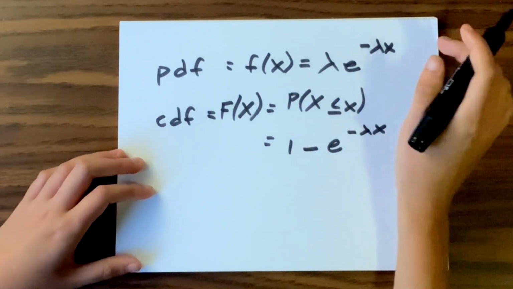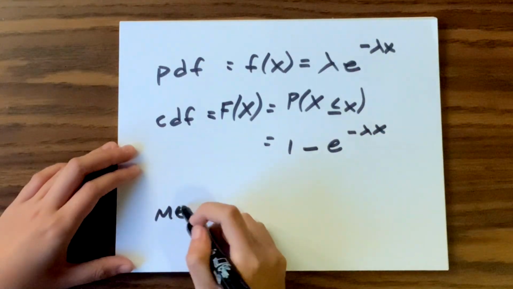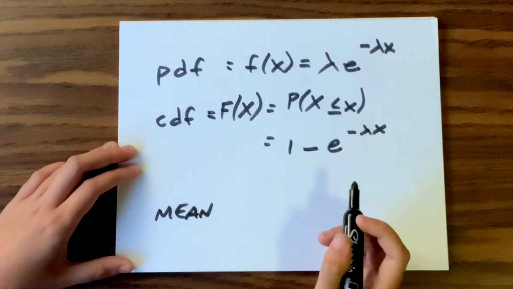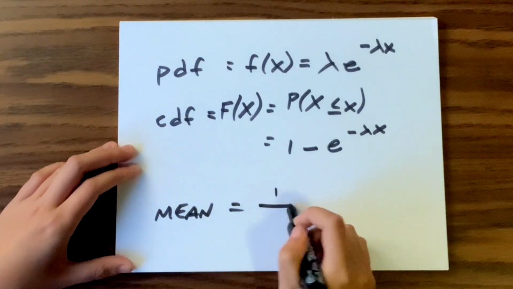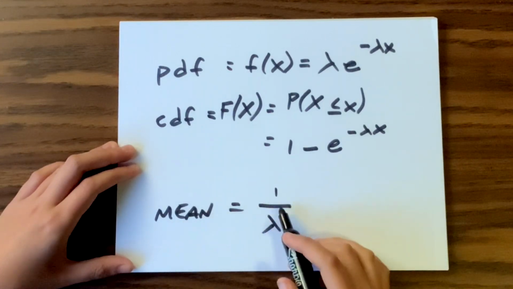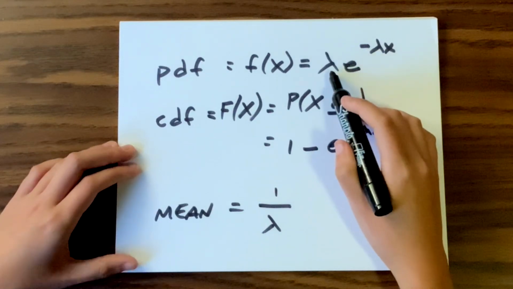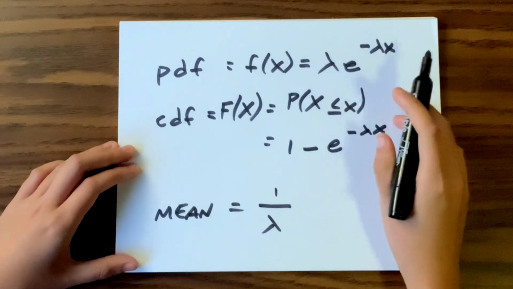Oh, and one last thing about lambda: don't forget that in a problem, if you're given the mean for an exponential distribution, the mean is equal to 1 over lambda. So you'll need to convert the mean into a value for lambda itself. Don't forget your conversions there as well.